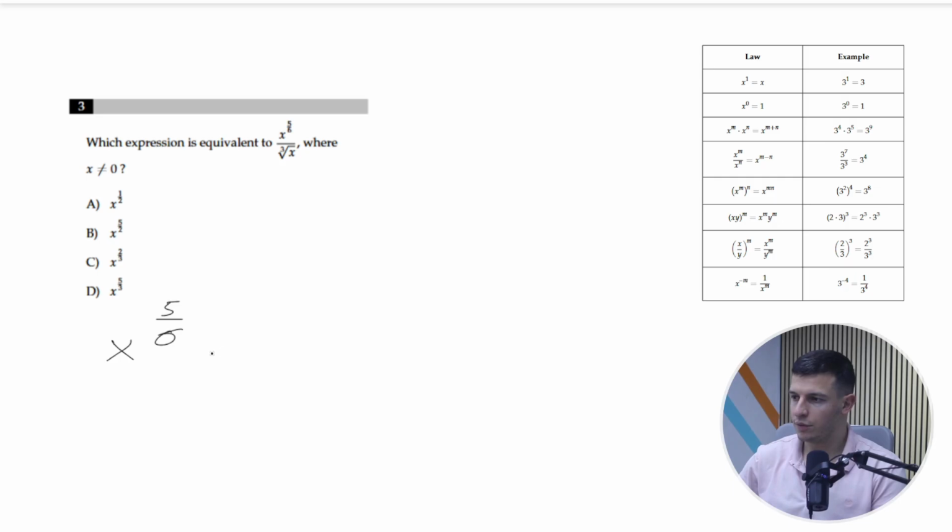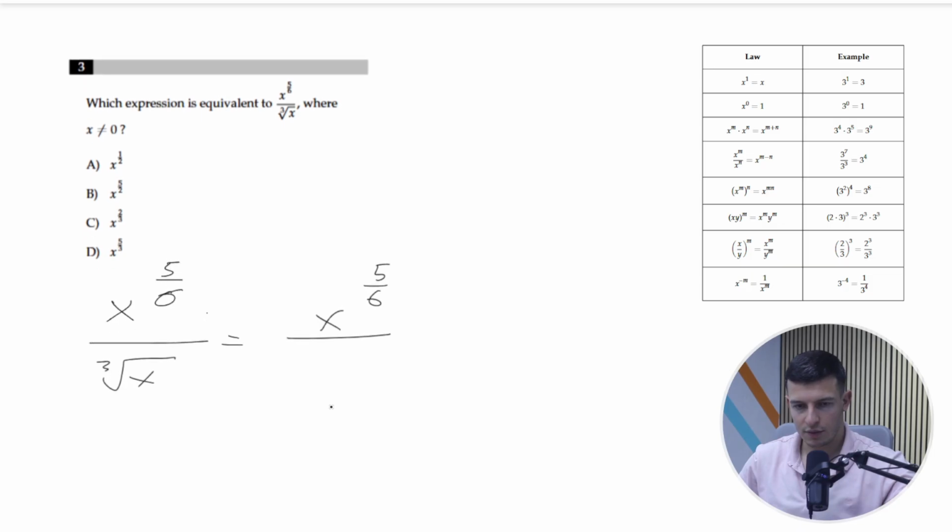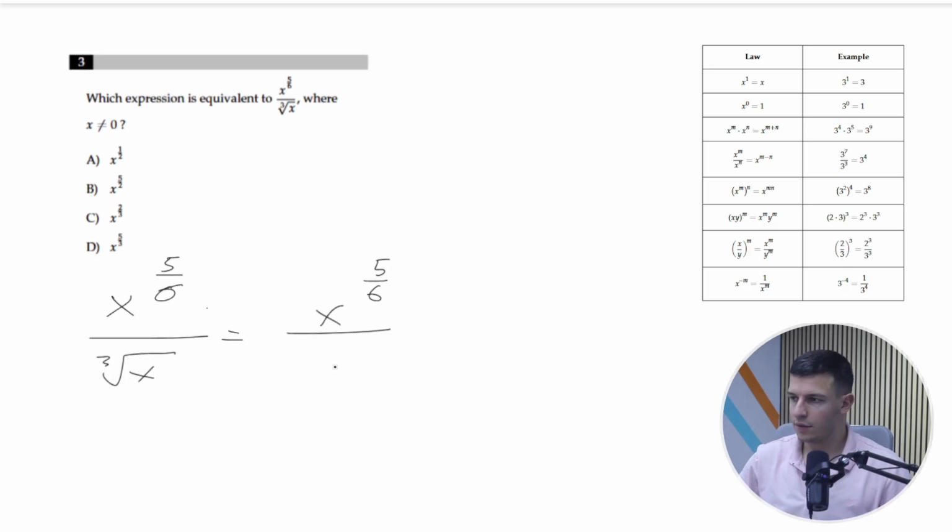So I've got x to the power of 5 over 6. When we divide, we subtract. Actually, let me write it this way first, divided by cubic root of x. I can write the cubic root as x to the power of 1 over 3, right? Now the bases are the same, so I can subtract the exponents: x to the power of 5 over 6 minus 1 over 3, right?